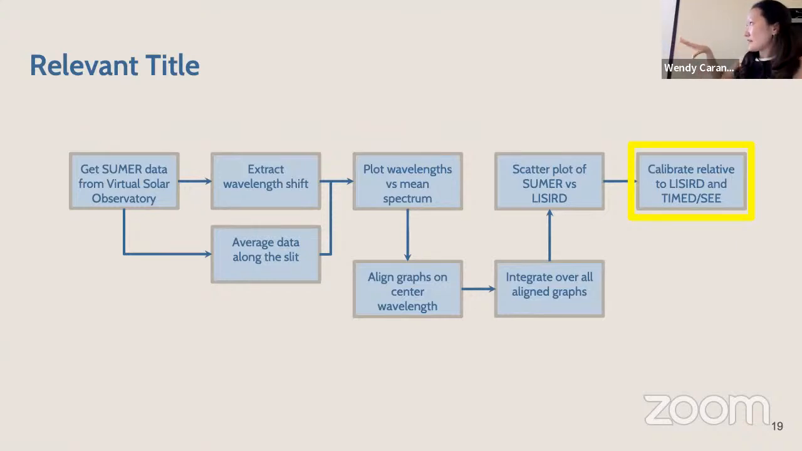And then the last step here is going to be calibrating my SUMER brightness to this correct LISIRD brightness. And then we grab information from that to get the correct brightness for Lyman beta.